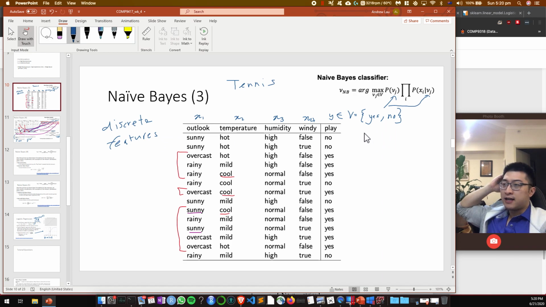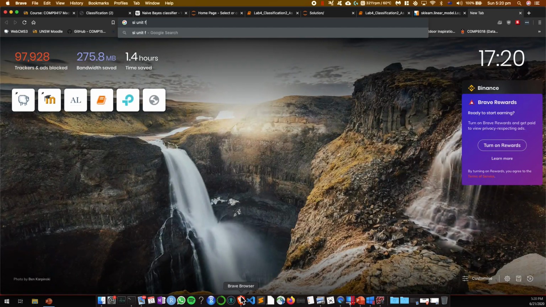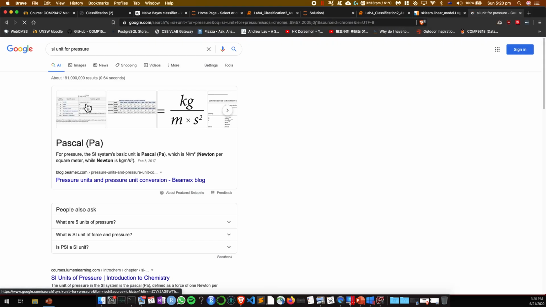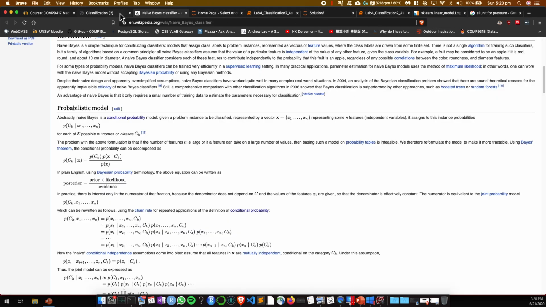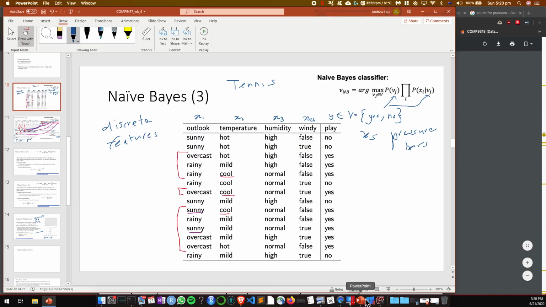What would happen if, let's say, I had another feature, let's call it x5, and it was, I don't know, atmospheric pressure measured in bars. Is it bars or atmospheres? What's the SI unit for pressure? Pascals. Okay, so let's call it kilopascals.